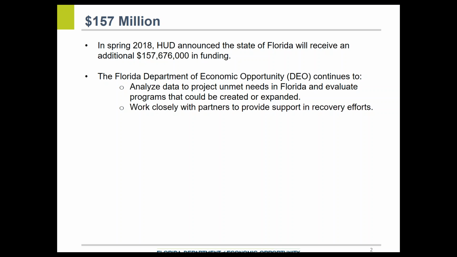Since June, DEO has been working to implement all programs within the action plan. As DEO is beginning to implement our programs from this initial $616 million, HUD released the second Federal Register for the additional $157 million in funding. DEO now has 90 days to complete a substantial amendment to our current State of Florida Action Plan. To do this, DEO will update its unmet needs assessment and work with other states along with local governments, public housing authorities, and nonprofits to evaluate how our programs could be created or expanded.